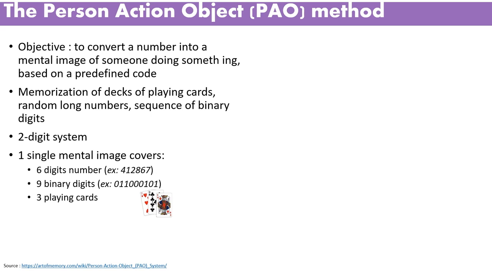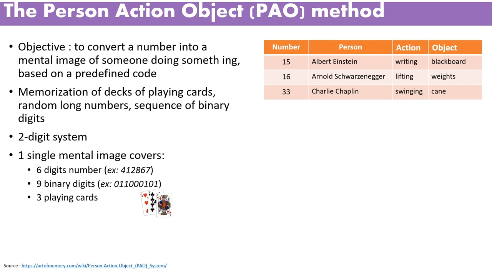What can you do with one mental image? Well, you can remember a 6-digit number, or 9 binary digits, or 3 playing cards, and all this in the right order of digits or cards. Now, let's have a look at how the system works.